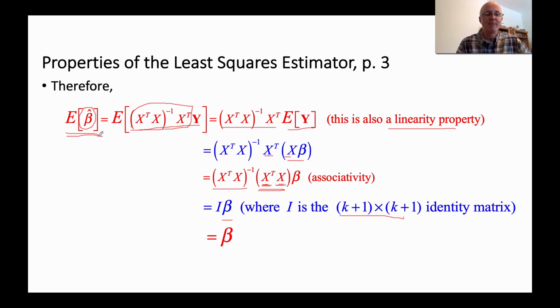Hey, expected value of beta hat is beta. That means beta hat is unbiased. That's what it means to be unbiased. The expected value of the statistic as an abstract estimator equals the parameter you're trying to estimate.